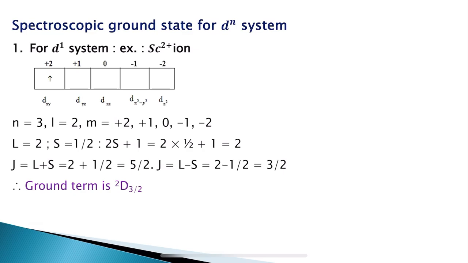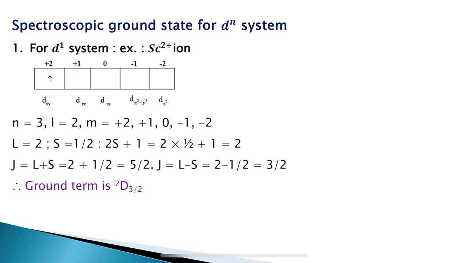The state with the lowest J value is stable for less than half filled d orbitals. So if the d orbitals are less than half filled, then the lowest J value is stable, and the highest J value is stable for more than half filled d orbitals. This point you have to keep in your mind.